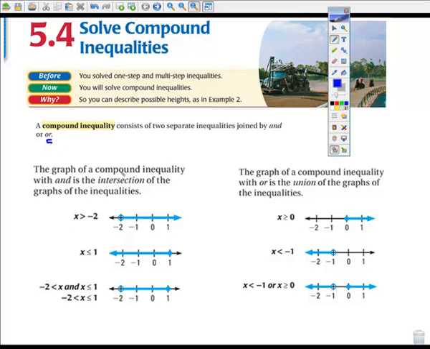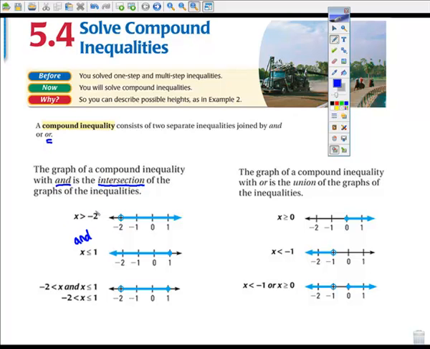The graph of a compound inequality with and is called an intersection. So at an intersection, things come together. Lines can intersect. Cars can come together at an intersection. So here we have x is greater than -2, open circle, shaded right. x is less than or equal to -1, closed circle, shaded to the left. This is an and, so we're saying both of these things are true.